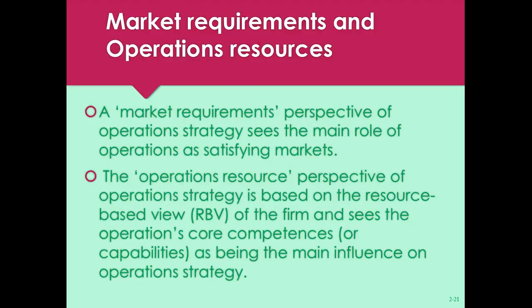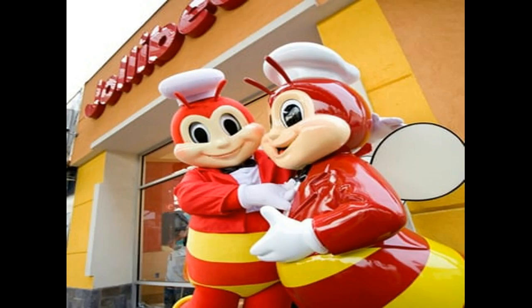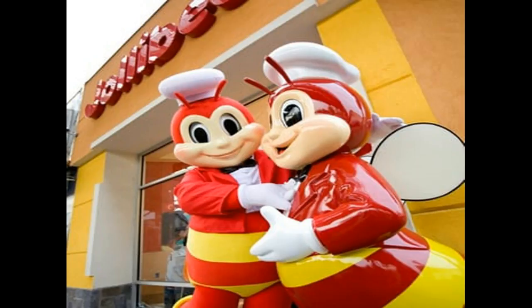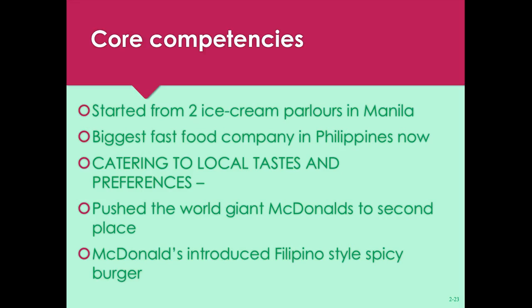These are the 4 perspectives of operations strategy. So let's look at an example of Jollibee, a very famous brand in the Philippines. Now this is just like Albaik in Saudi Arabia. They started with 2 ice cream parlors in Manila. Manila is the capital of the Philippines. And today this company, Jollibee, is the biggest fast food company in the Philippines.